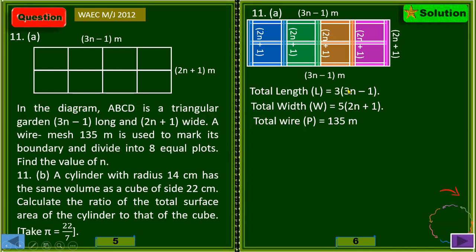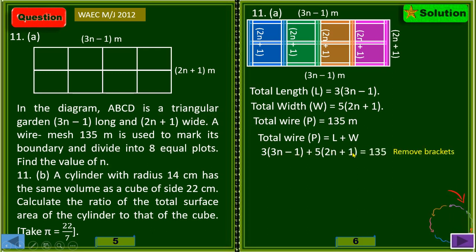So now we add these two to get this. The total length of the wire, or the perimeter, is the length plus the width. So 3 into 3n minus 1 plus 5 into 2n plus 1 is equal to 135. The next thing is to remove brackets by simplifying. Removing the brackets, 3 times 3n will give us 9n, 3 times 1 will give us minus 3, 5 times 2n will give us 10n, and 5 times 1 will give us 5. That is equal to 135.